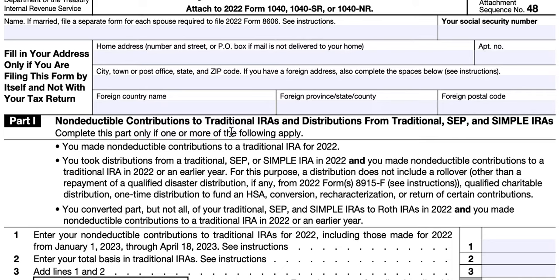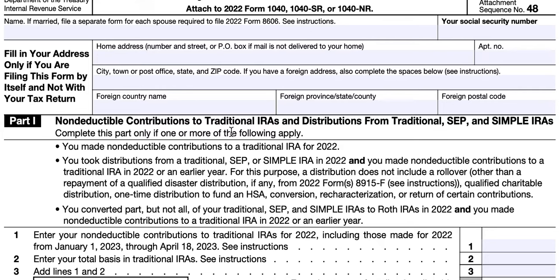And finally, if you converted part but not all of your traditional, SEP or simple IRAs to a Roth IRA, and you made non-deductible contributions to a traditional IRA. So we'll start with line 1. You'll enter your non-deductible contributions to traditional IRAs for the tax year. In this case, we're completing this form for 2022.